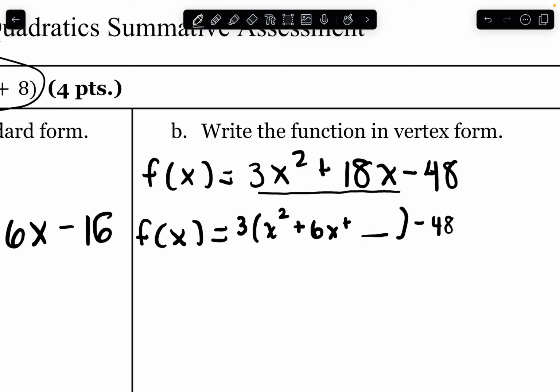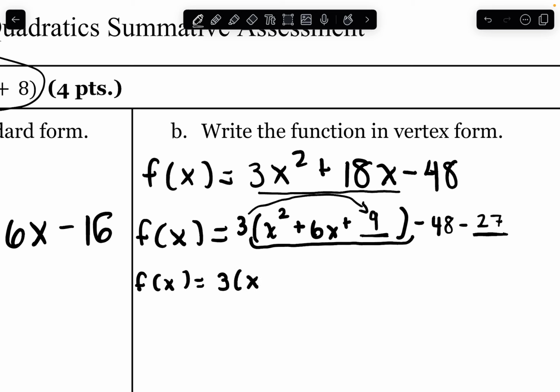Okay, whatever we add here, we are going to subtract over here. The number that would make this a perfect square trinomial is 9, because 6 divided by 2 squared is 9. And the number that goes here, however, is not 9, it's 3 times 9, because we didn't just add 9, we added 27. And so f of x is equal to 3. The factored form of this is x plus 3, because 3 times 3 is 9 and 3 plus 3 is 6, and we have 2 of them.